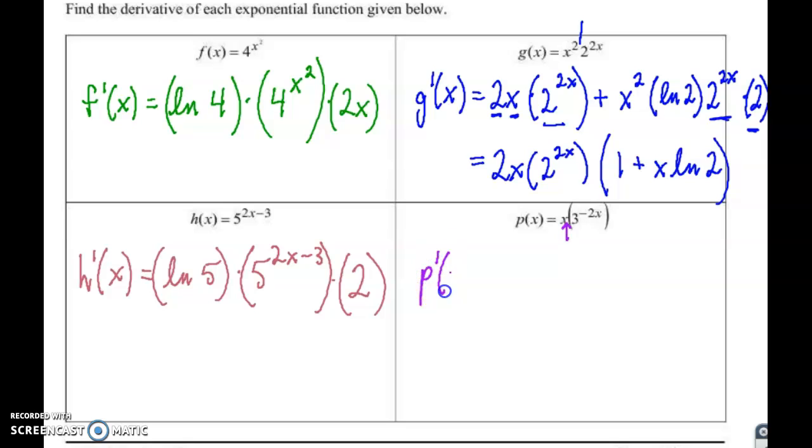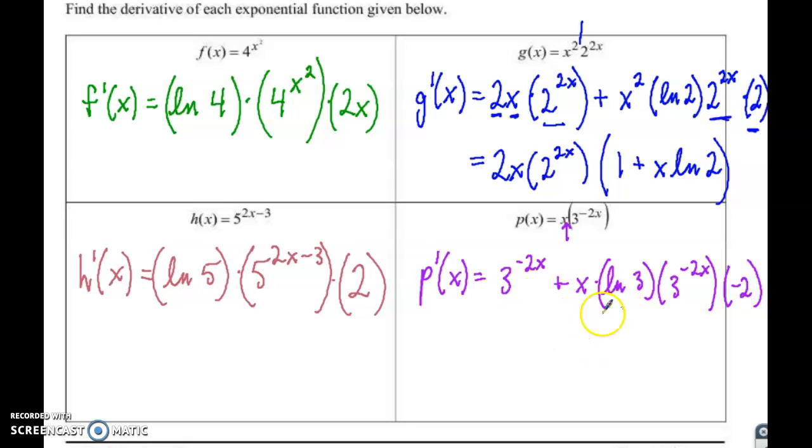So p prime of x, it's going to be the derivative of x, which is 1. You don't have to write it. So 3 to the negative 2x. And then plus, leave x alone. Derivative of 3 to something is natural log of 3 times 3 to the negative 2x times the derivative of negative 2x. And of course, you could factor out a 3 to the negative 2x. This is optional. And then you'd be left with 1. I'd rewrite it as minus 2x natural log of 3. So either of these answers are acceptable.